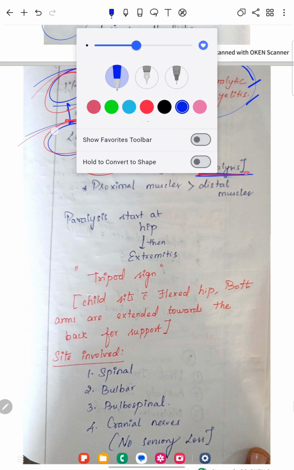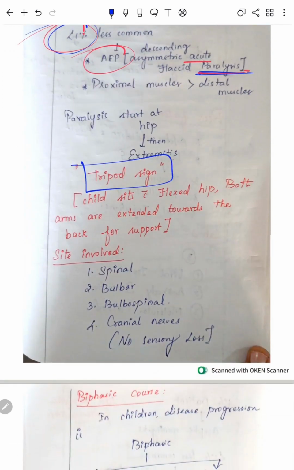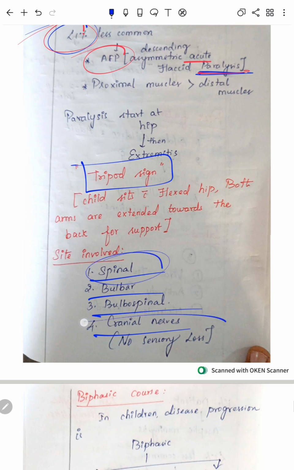I will put a picture. Okay, don't worry. The tripod sign is very important here. Okay, the sites involved by polio virus in the human body are spinal, bulbar, bulbospinal, and cranial nerves. The spinal and cranial nerves are very important. That is, sensory loss, no sensory loss.